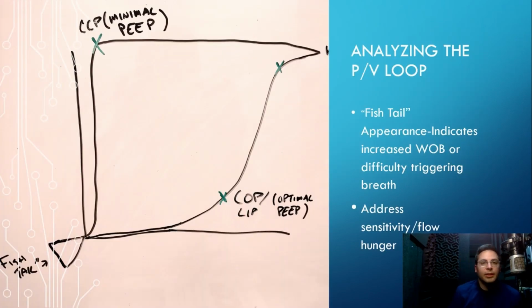All right, now this is a little bit more abnormal type of pressure volume loop that we might see. The initial abnormal thing that sticks out to me is this sort of fishtail appearance. And this usually indicates that the patient has some increased work of breathing or difficulty triggering a breath, in which it is important to address any sensitivity or flow hunger issues.